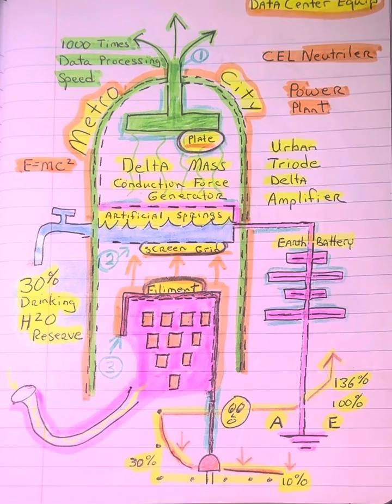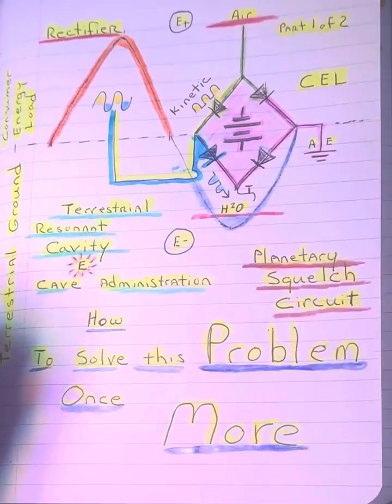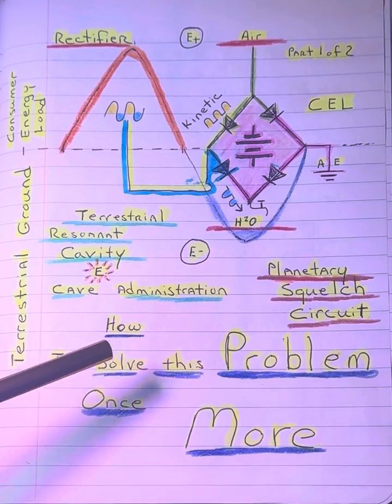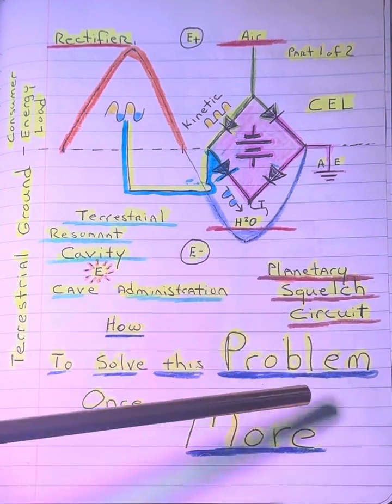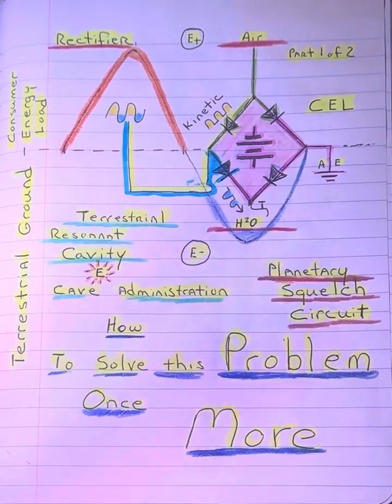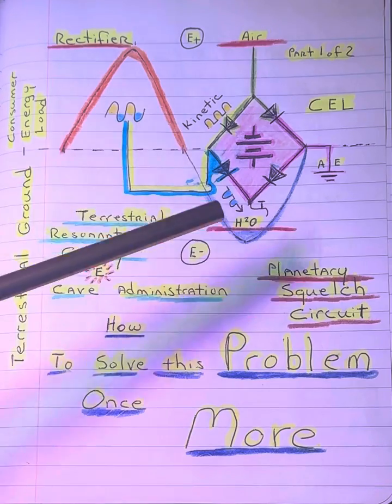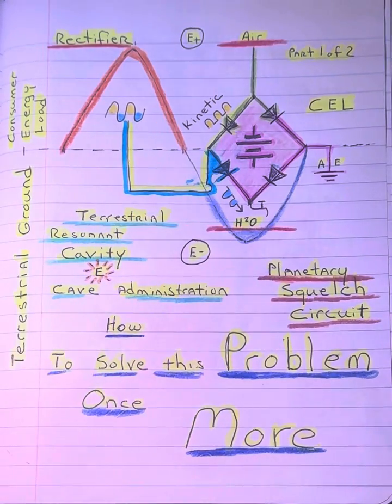Okay. And when you place a rectifier system, a planetary squelch circuit, into the atmosphere of man-made infrastructure, what you're doing is you're neutralizing consumer energy load. Consumer energy load is like throwing logs off of a log truck that's going off a hill. If you roll those log trucks off, all of a sudden you don't need as much power, you don't need as much carbon, you don't need as much fuel. Okay?